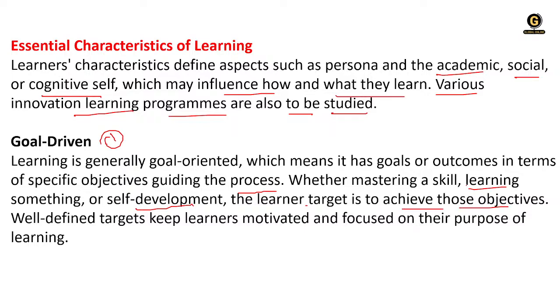Okay, for that achievement, if you need to prepare yourself, if you need to develop yourself, then you will develop your skills. If you need mastery in a skill, you will master your skills. Okay, you will learn something new which is necessary for that objective. Right, then you will develop yourself, your personality, your skills, your attitude, everything you will change for achieving that goal. Okay, a well defined target keeps the learner motivated and focused on their purpose of learning.